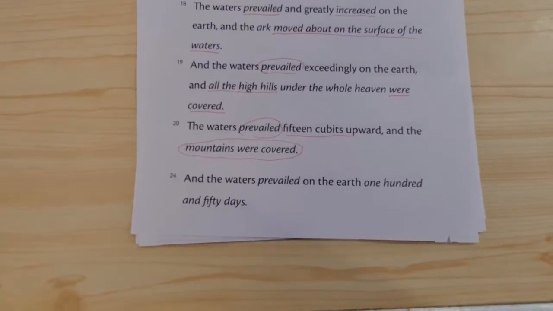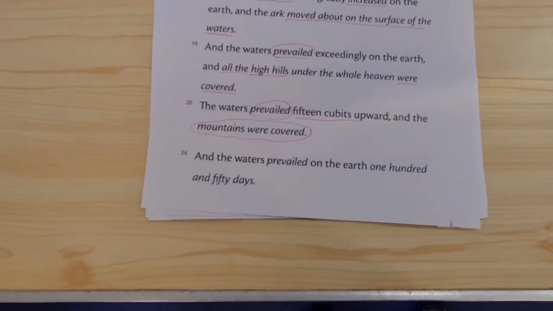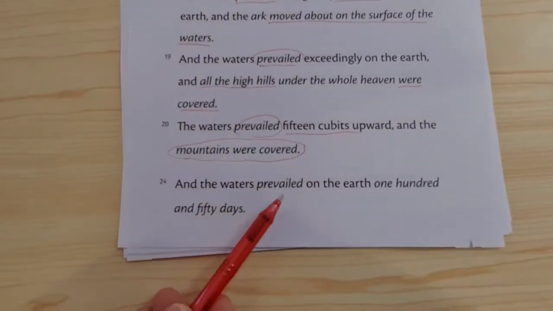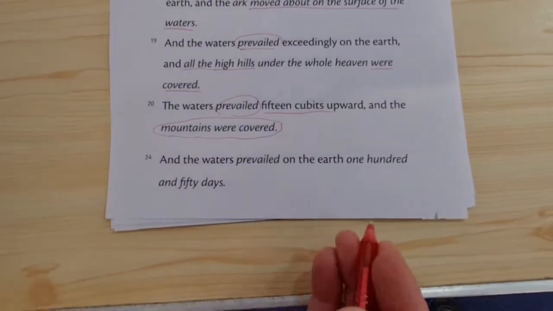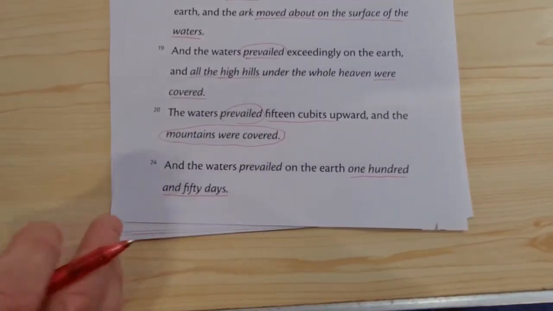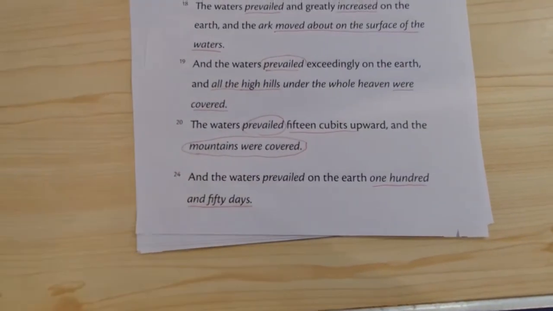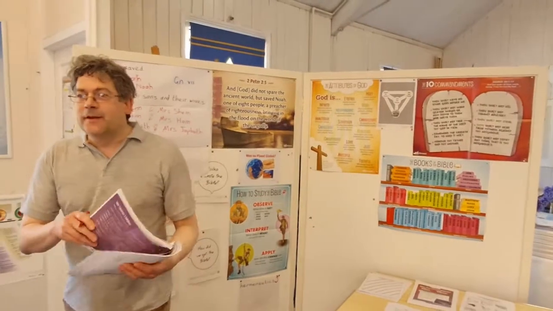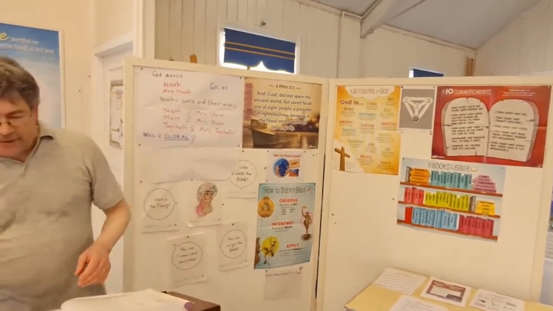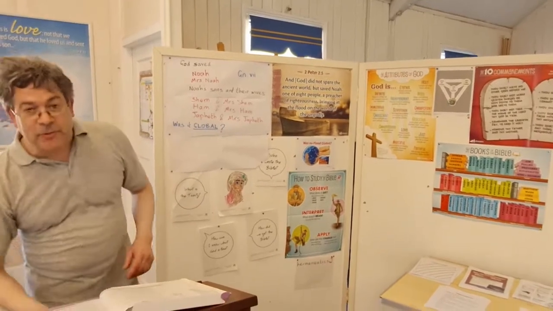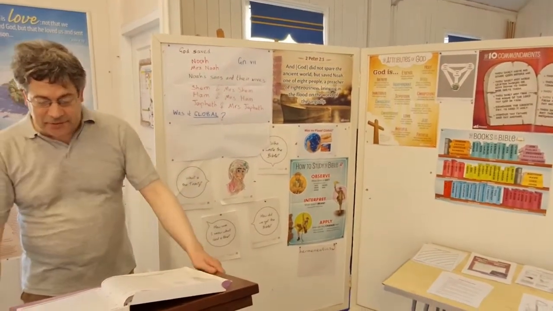And then how many days did the flood prevail on the earth? Let's have a look at verse 24. And the waters prevailed on the earth 150 days. That's how long they were that high over the mountains. That wasn't the whole flood, but that's just how long it was that high. So, wow, that's a big flood for a long time. So I don't think anything would have survived those conditions.